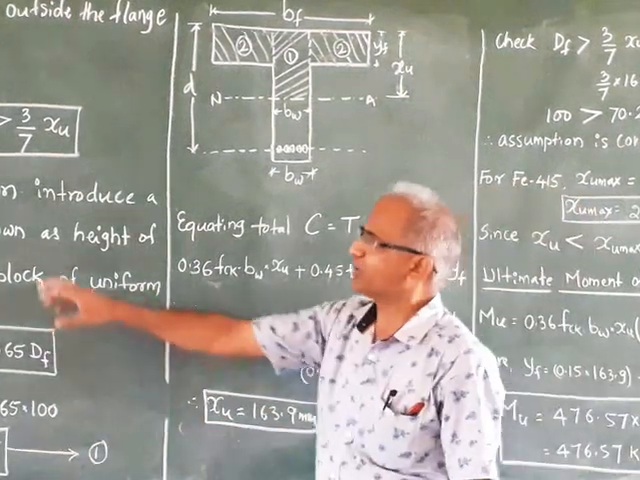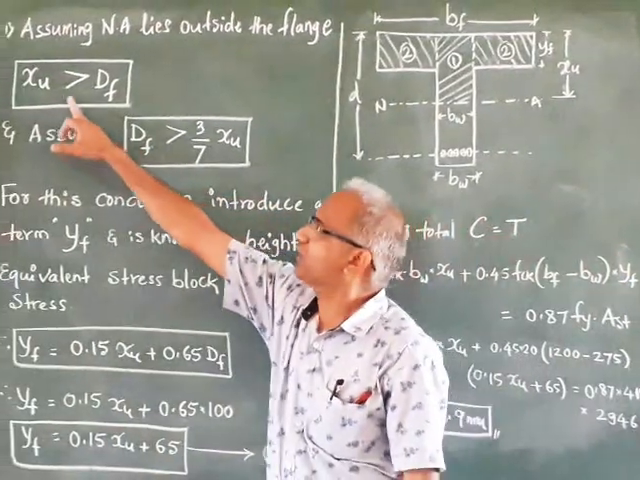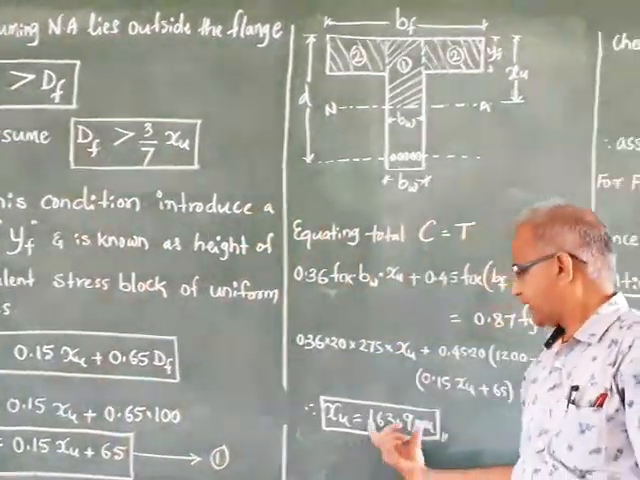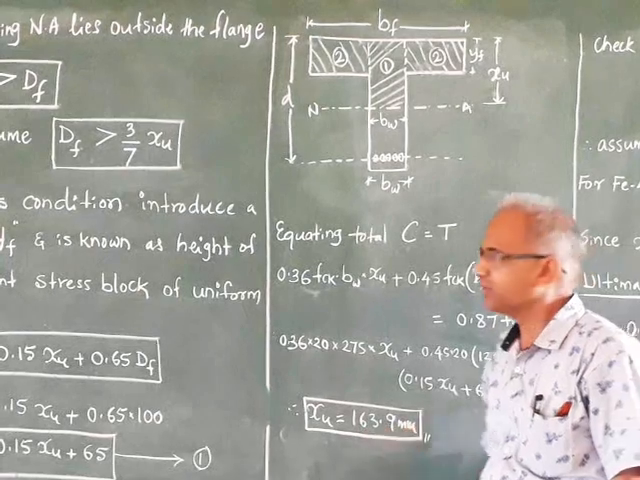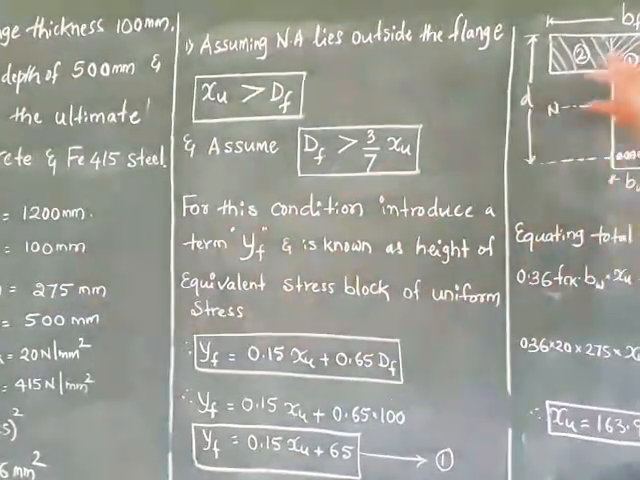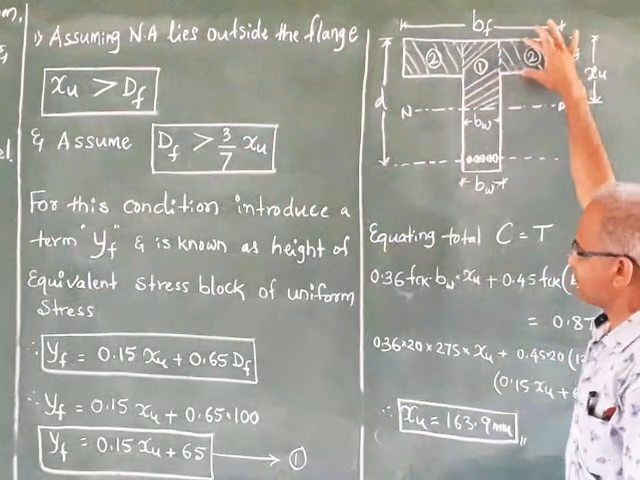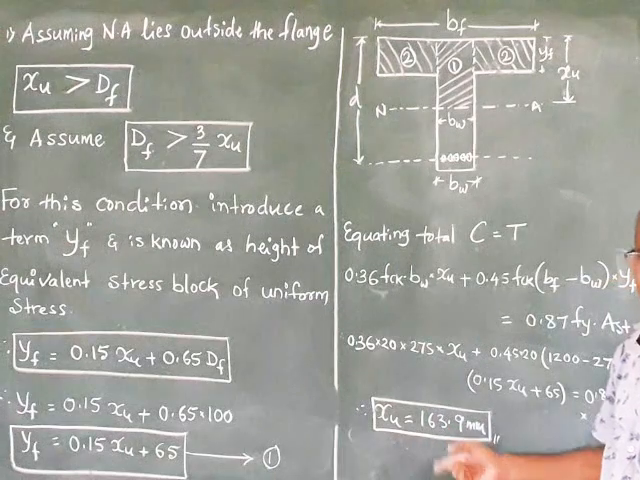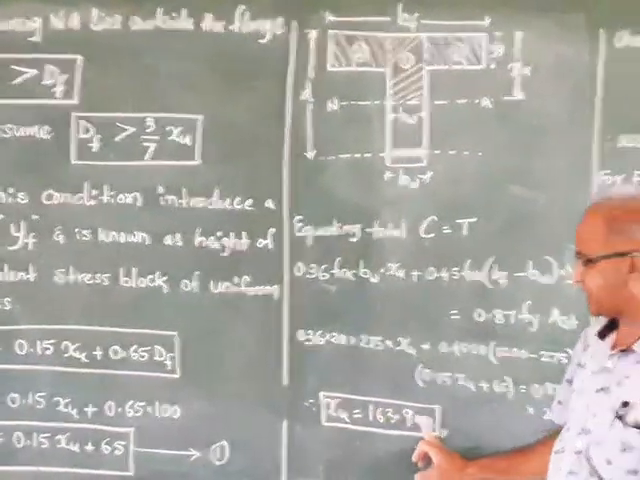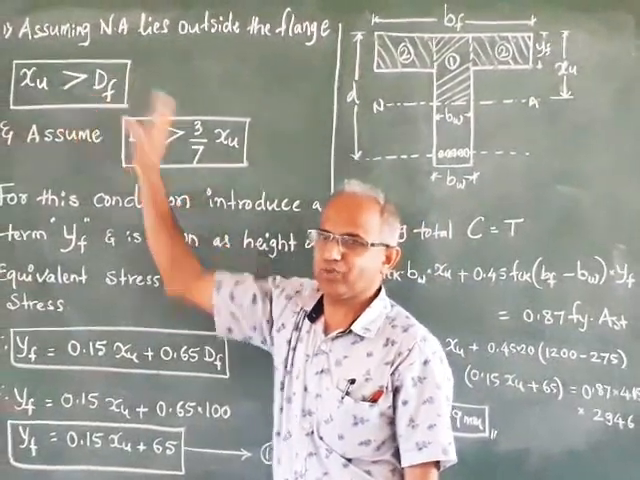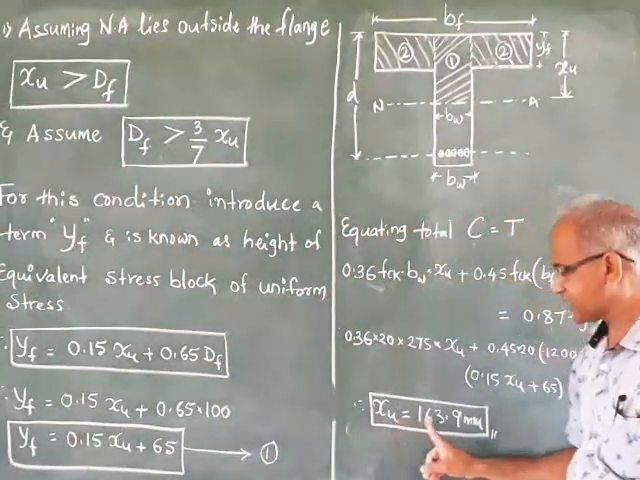What is the condition we have assumed? XU is greater than DF. Now what is XU? XU is 163.9, and DF is 100 mm. So whether XU is less than DF or greater than DF: XU is greater than DF. What we have assumed is XU is greater than DF, so this condition is satisfied.